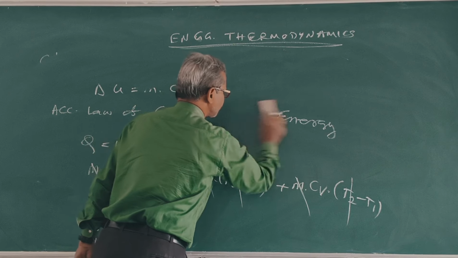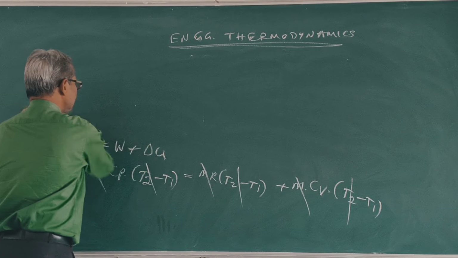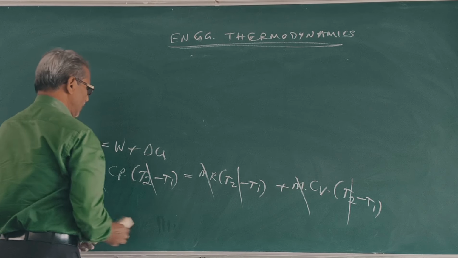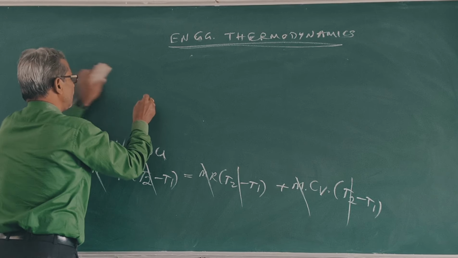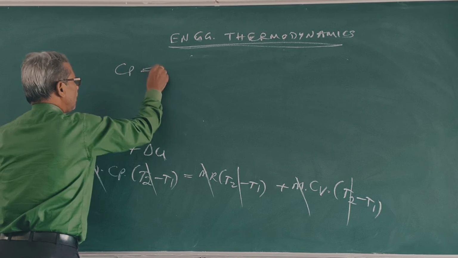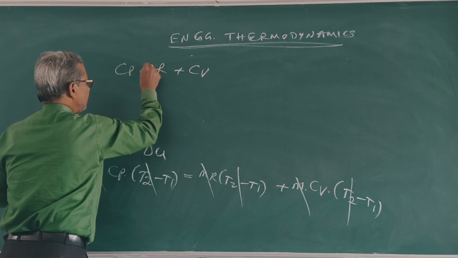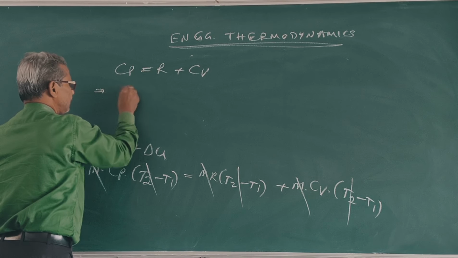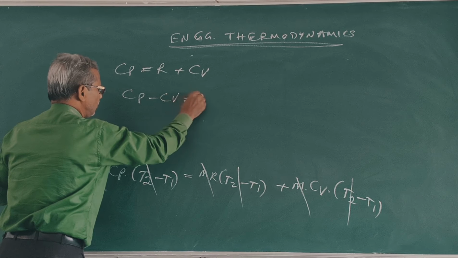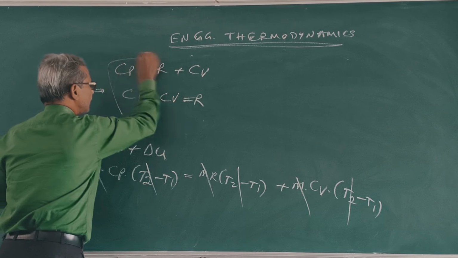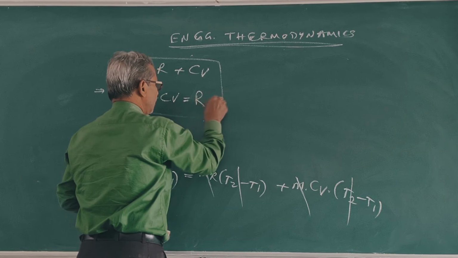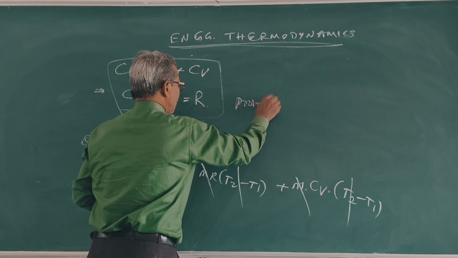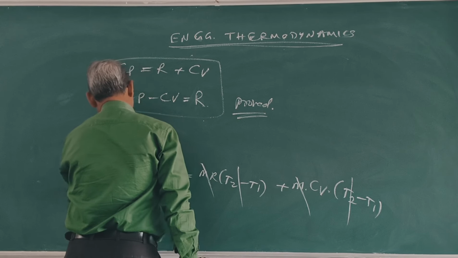Now, what is Cp equal to? R plus Cv. This implies Cp minus Cv is equal to R. Proved. Clear?